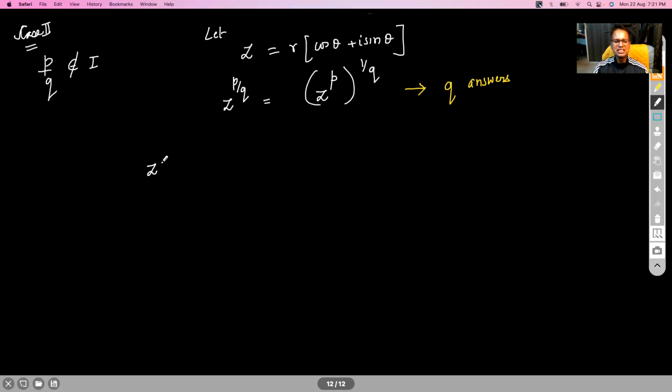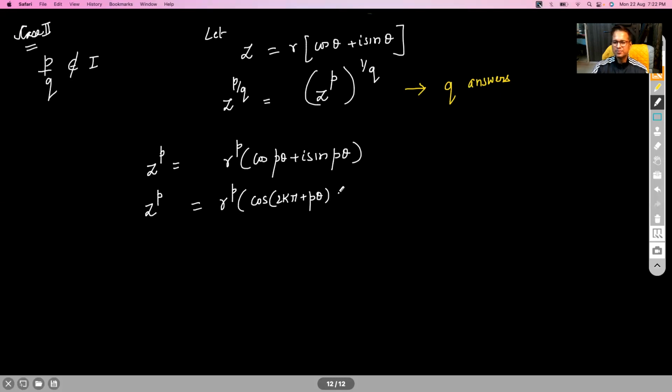So let's say if I raise this to the power of P, I end up getting r to the power P, cos P theta plus i sin P theta, right? Now what does de Moivre's theorem say after this? It says to write this cos P theta as cos of 2k pi plus P theta, at both these positions, at the sine position also, at the cos position also. Like this.